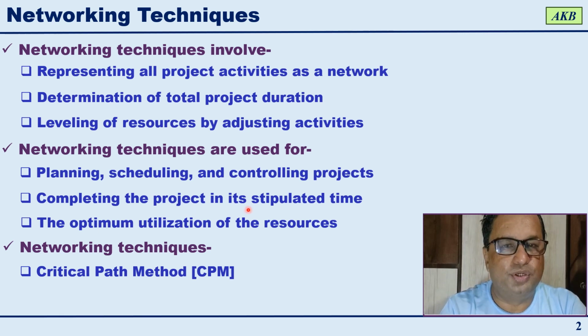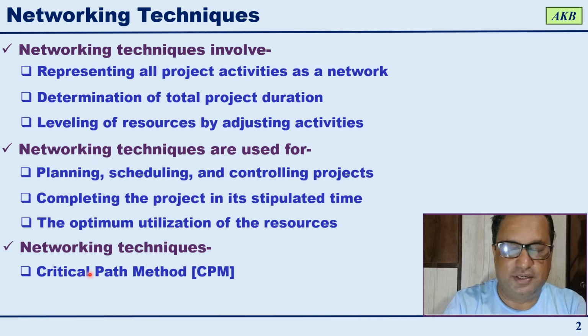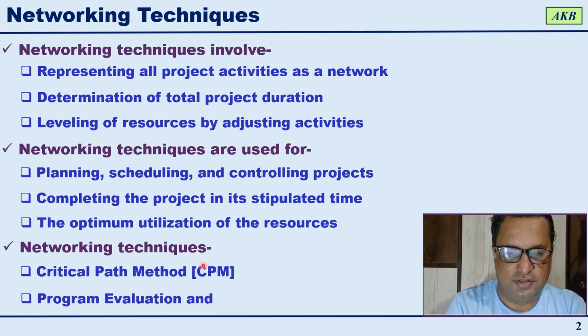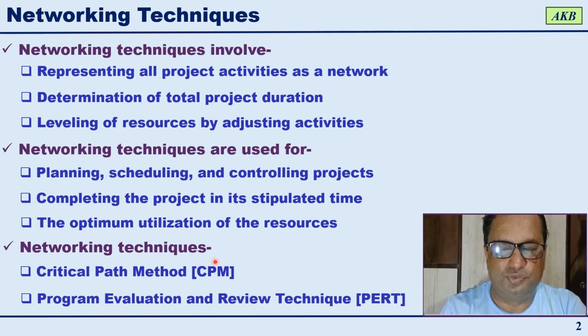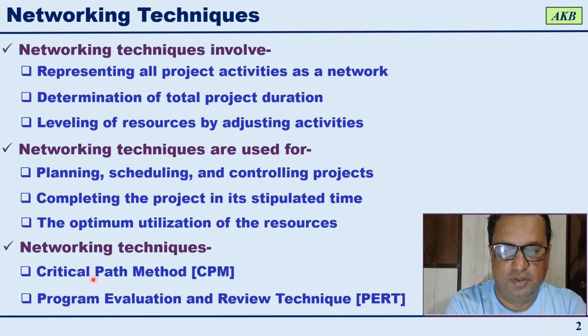How are you going to ensure that the project gets completed within its stipulated budget? By ensuring optimum utilization of the resources. So you can use networking techniques for all these three. I'll be talking about two types of networking techniques. One is the critical path method, abbreviated as CPM. The other is the program evaluation and review technique, abbreviated as PERT, P-E-R-T.